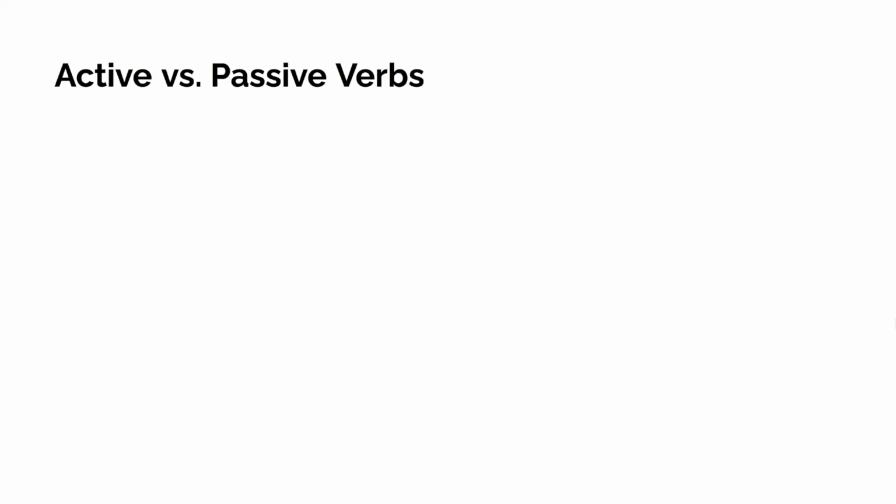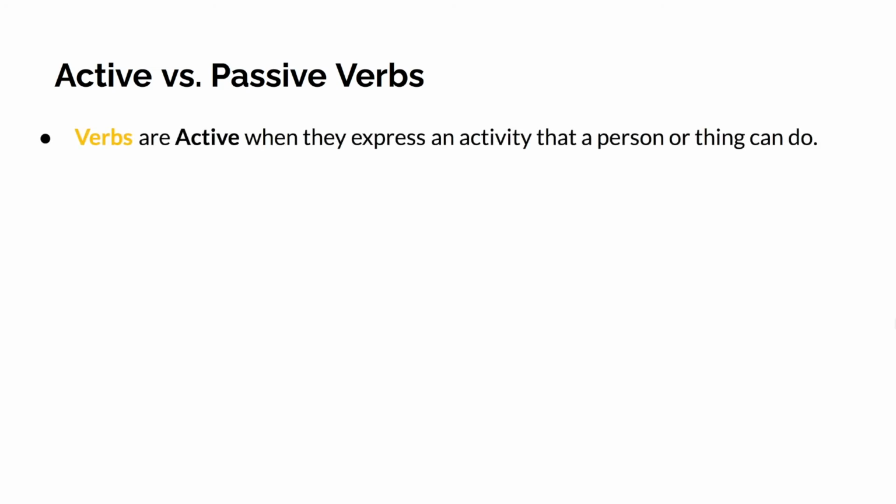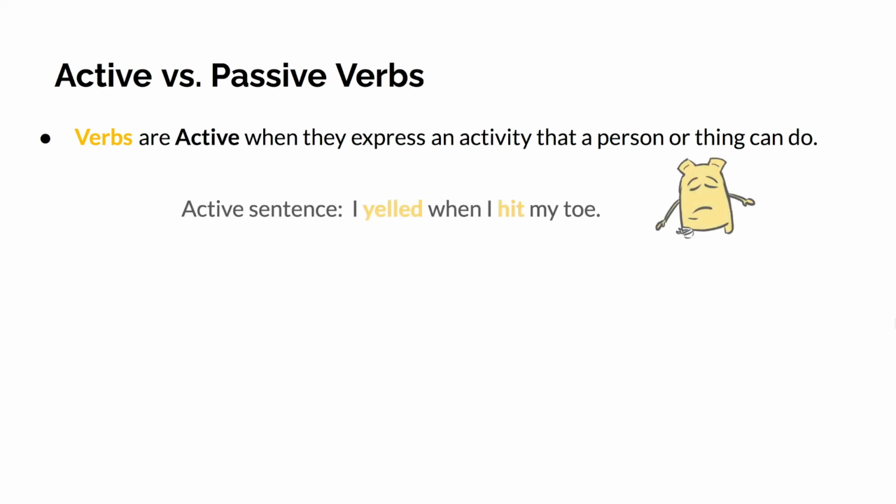Active versus passive verbs. Verbs are active when they express an activity that a person or thing can do. An example of an active sentence is, I yelled when I hit my toe. Yelled and hit are both verbs.